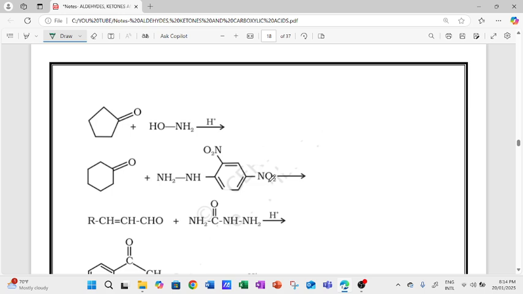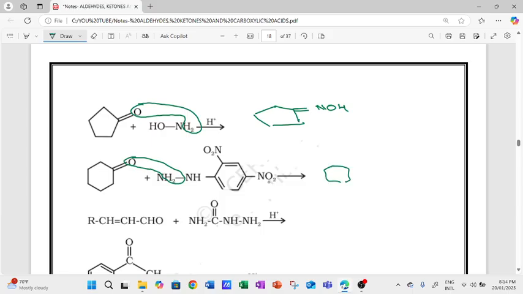That's the only difference. Now there is a ketone, cyclopentanone, NH2OH, hydroxylamine. So you remove this O and this H2 and just join the structure like this, double bond NOH. Similarly, this is 2,4-dinitrophenylhydrazine. This oxygen with this H2 as water. So we get cyclohexane with a double bond and NH, then benzene. The remaining portion you just write as it is, no change.